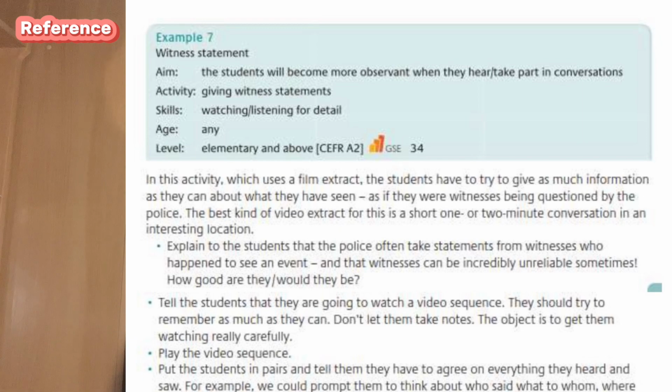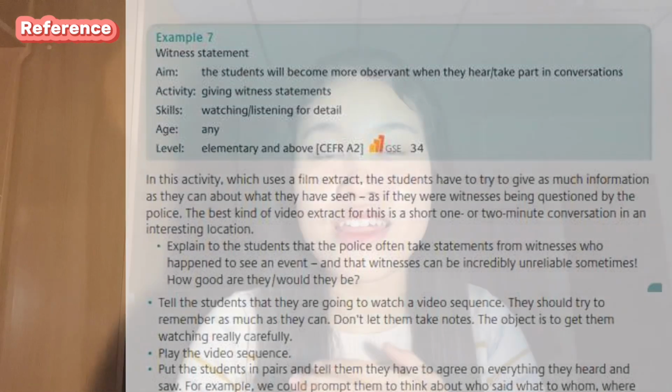For the reference, I got inspiration from the 7th example of ELT activity that my professor taught in the class.